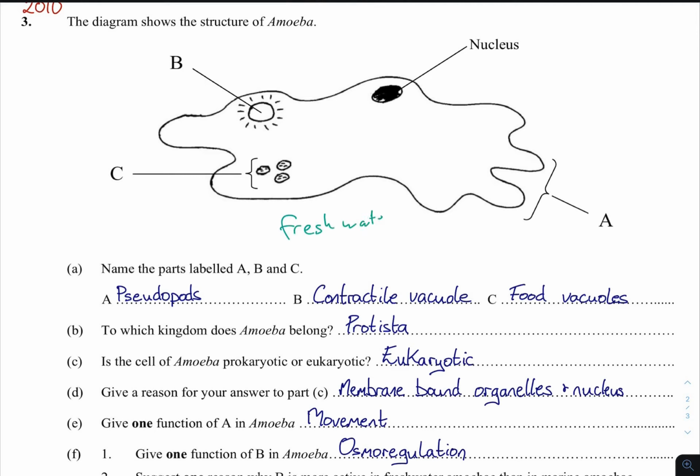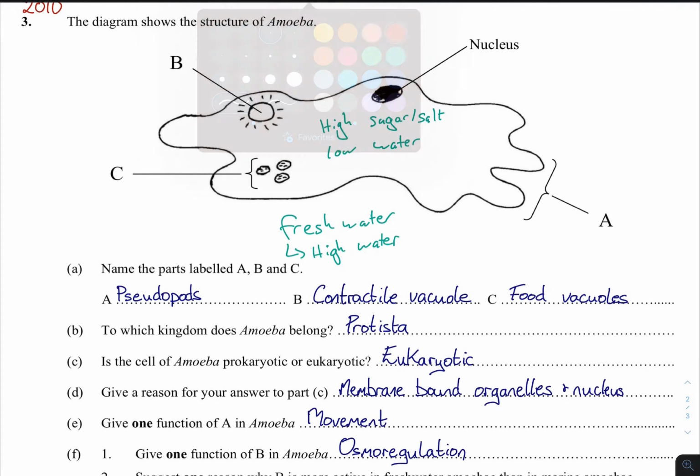that must mean inside here must have a higher sugar or salt, and therefore if that's high sugar and salt, it must have low water. And likewise, it's going to be opposites over here. Fresh water will obviously be high water. So osmosis is the movement of water particles from a region of high water concentration to a region of low water concentration across a semi-permeable membrane, which is over here.